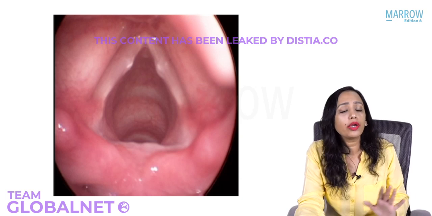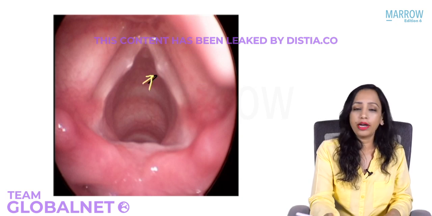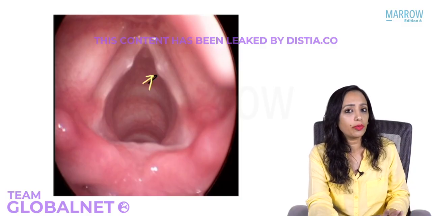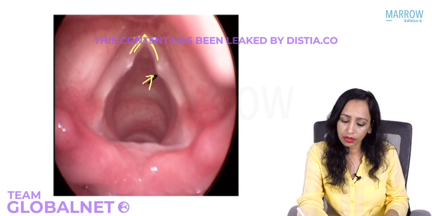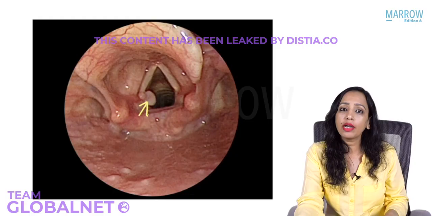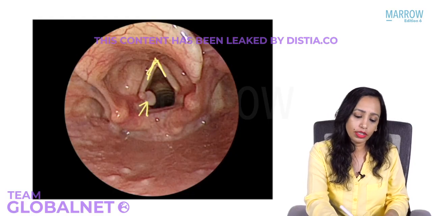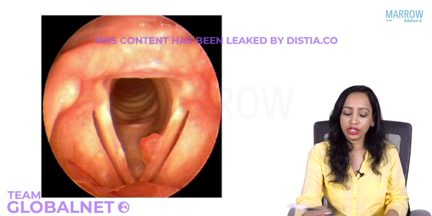Now quickly tell me, this lesion that you are seeing here, is it in the anterior part or the posterior part of the larynx? What you have to notice is this. So this is in the anterior part. Very good. And this lesion that you are seeing here, anterior or posterior? So this is the anterior, so this is posterior. Very good.